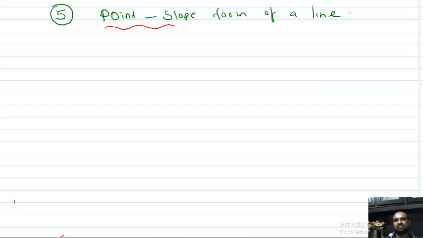Fifth form. Point slope form, I can say. Point slope form of a line. Of a line means straight line. Okay, listen, this is also important.